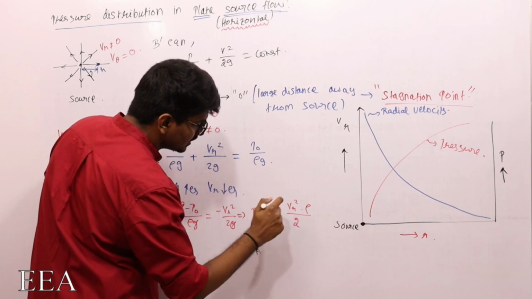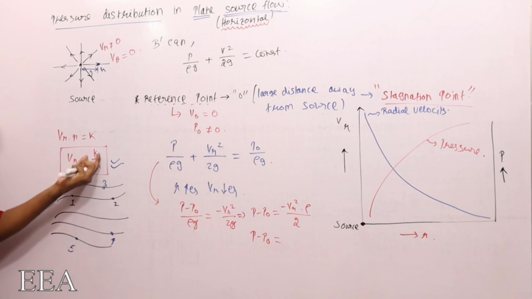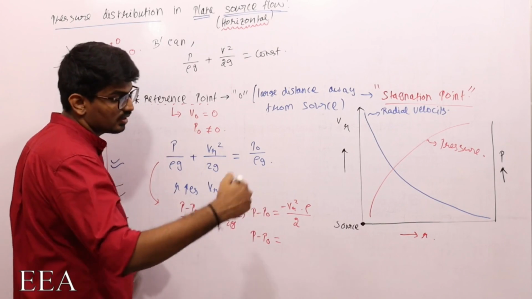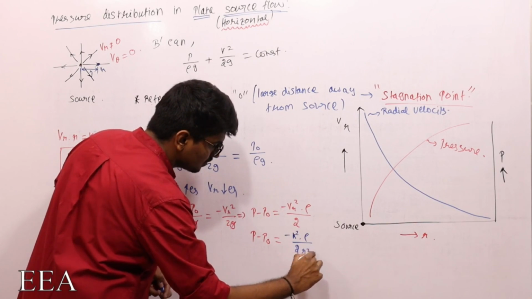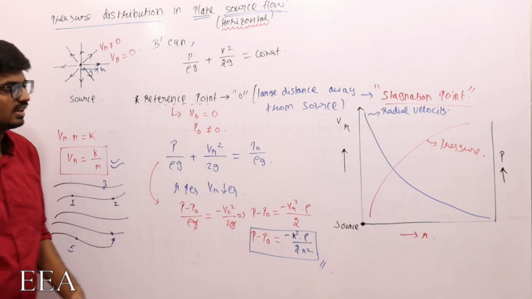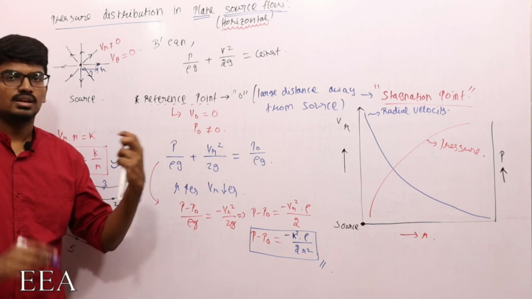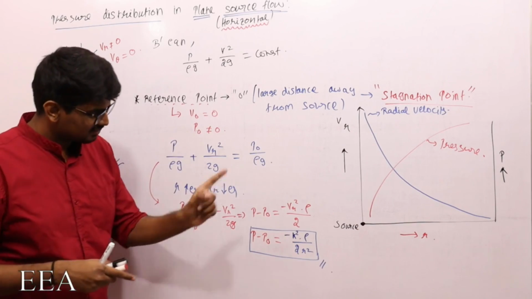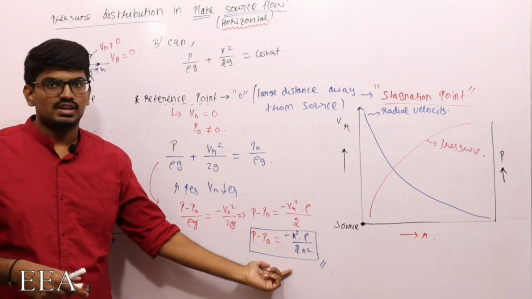Again, further this VR square can be written in terms of K by R. Simply, VR is K by R, so VR square will be K square by R square. So it is minus K square rho by 2 times of R square. So it's a very simple equation. It's better if you remember this equation also, either this equation or this equation. It's simple, we are getting it from the Bernoulli's equation only. So as radial distance increases from source, pressure will increase, radial velocity will decrease. This is the conclusion which we are getting from this, and this is the final equation which we are getting.